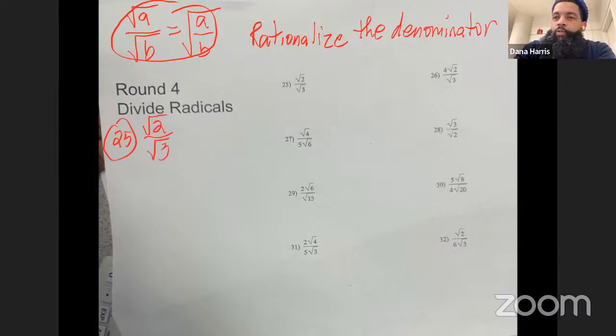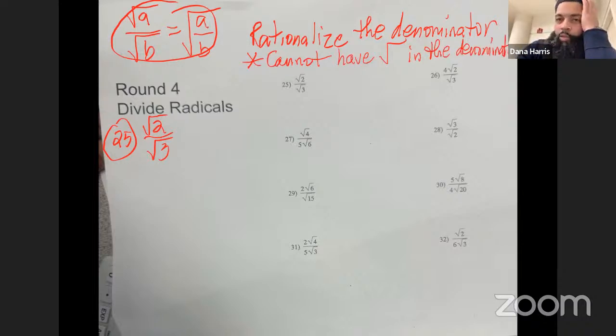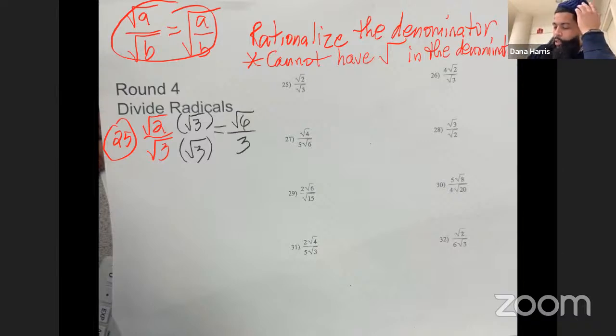So there's a rule that says we cannot have a radical in the denominator. Okay, so that's why we rationalize the denominator. So what we have to do is we have to multiply this numerator and this denominator by whatever that radical is in the denominator. Okay, so now here I have square root of 2 times the square root of 3 equals the square root of 6. And then the square root of 3 times the square root of 3 is just 3.